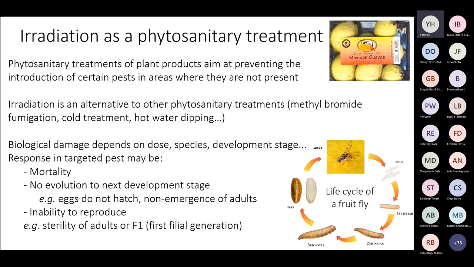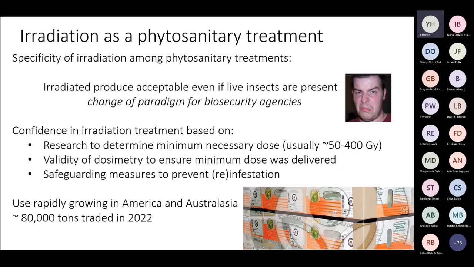So, for example, the eggs, if they have been irradiated, will not hatch. So you will not go to the second stage of being a caterpillar, or the pupa will not become an adult. So different types of effects, again, due to different types of damage on the insects, depending on the stage where we are, and of course depending on the dose. But you want the dose to be as low as possible, because the lower the dose, the less effect you will have on the product itself. But you must be sure that the minimum dose is there to achieve the wanted effect.